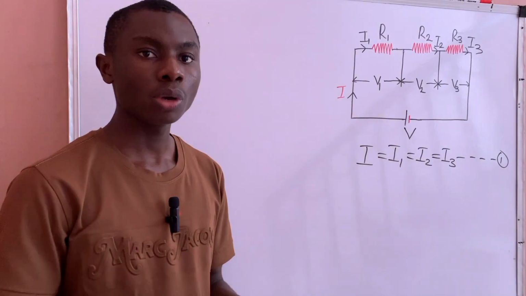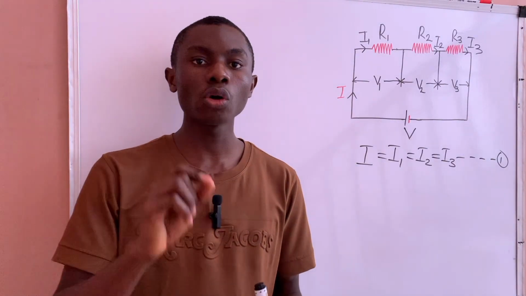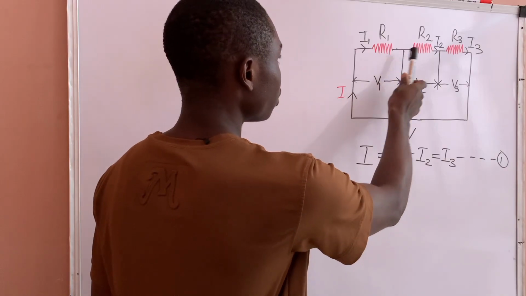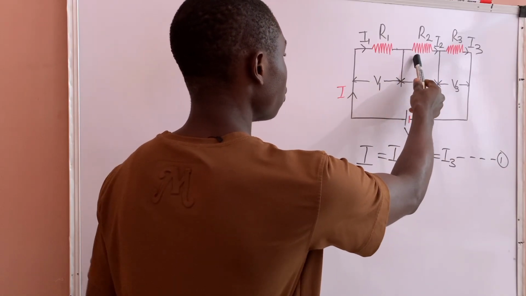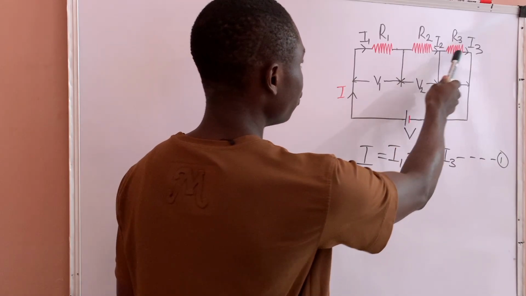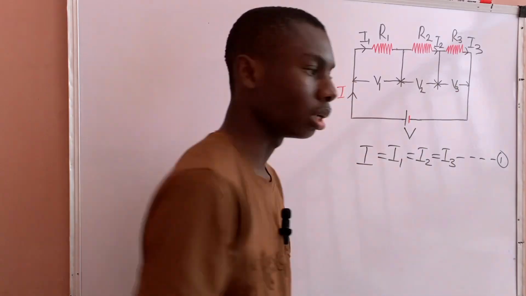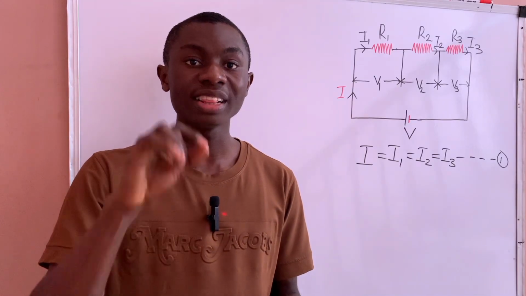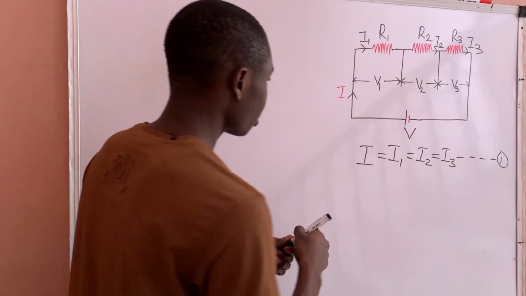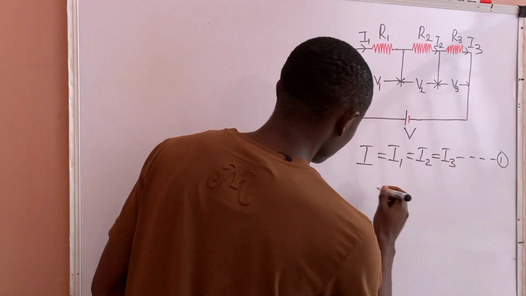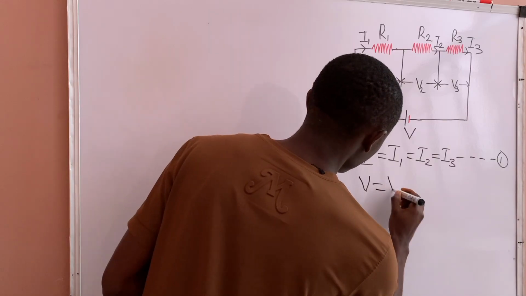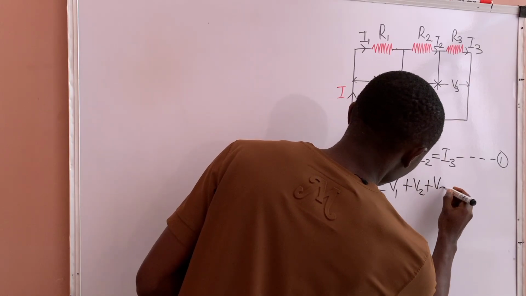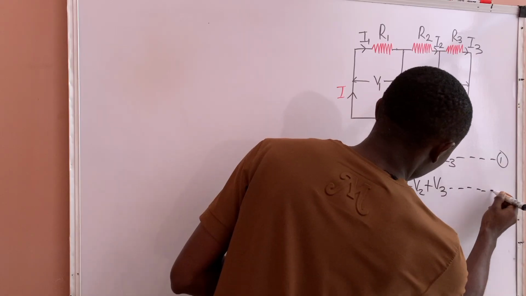Also, we know that in a series circuit, voltage differs. The voltage that drops across resistor R1 is different from the voltage that drops across resistor R2, and the voltage that drops across resistor R2 is different from the voltage that drops across R3. The reason is that voltage drop depends on the value of resistance. So I can write that the supply voltage, V, will be equal to V1 plus V2 plus V3. We can call this equation 2.